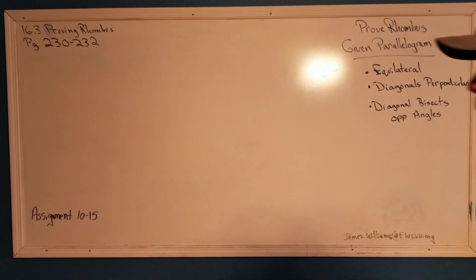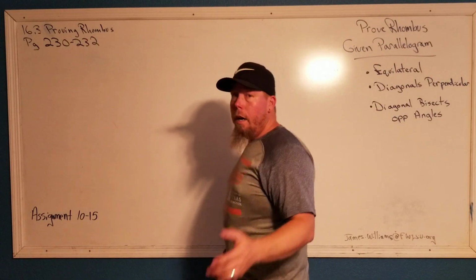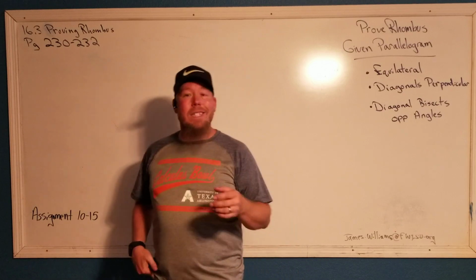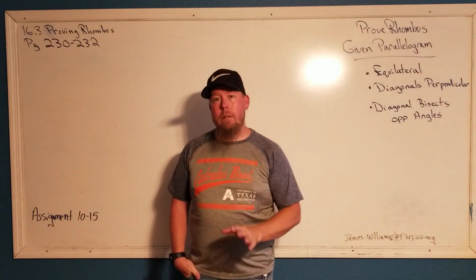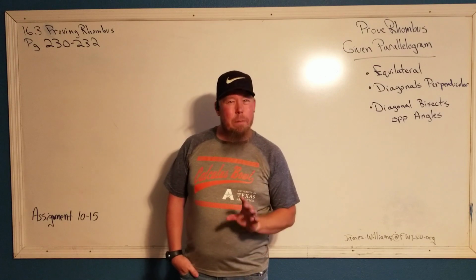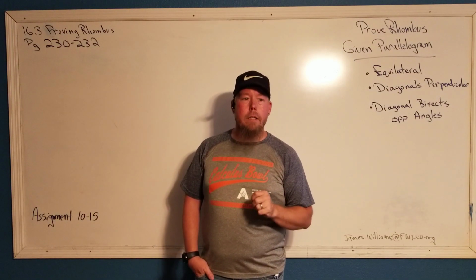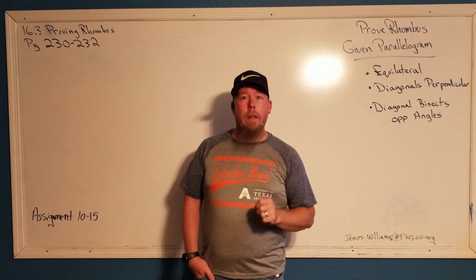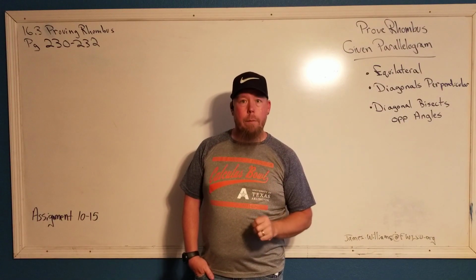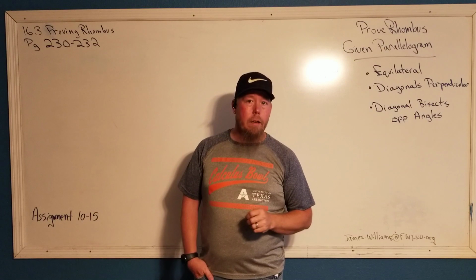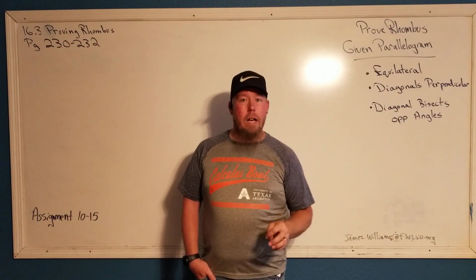I feel like we're finally making some progress on activity 16. This next section, we're going to be looking at 16.3, proving rhombuses, okay? Rhombus, a lot of y'all like to call them diamonds. A rhombus is the quadrilateral that is equilateral, meaning that all the sides are the same length, okay? Not the angles, the sides, okay?